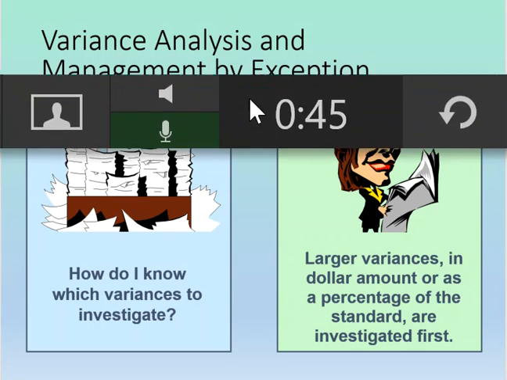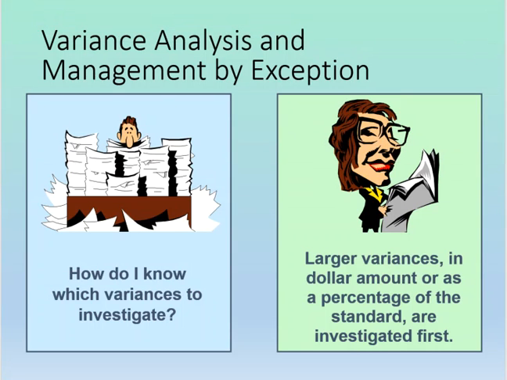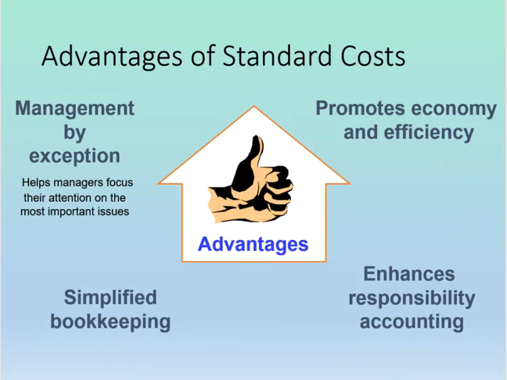Now, management will be using something called management by exception. So they're going to look at the size of the variance and look at the size of the variance relative to the amount of spending. So if we have a large variance by dollar amount or percentage, those are going to be the items that we investigate first.